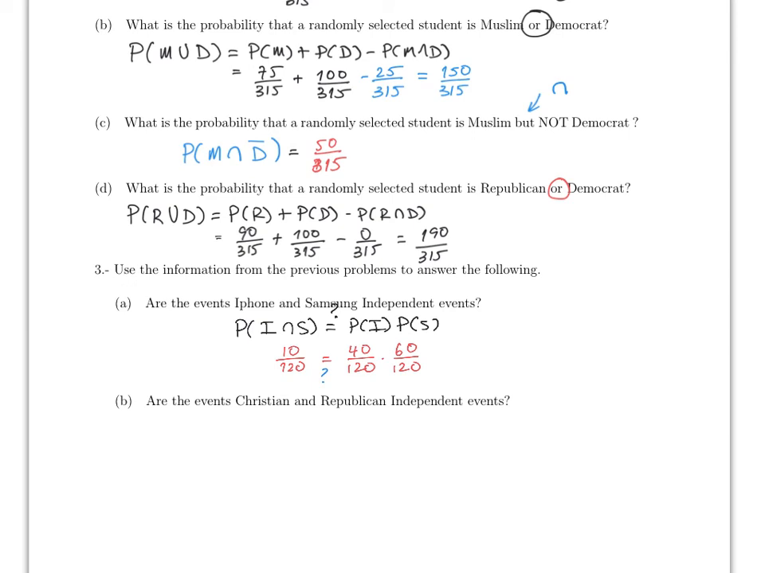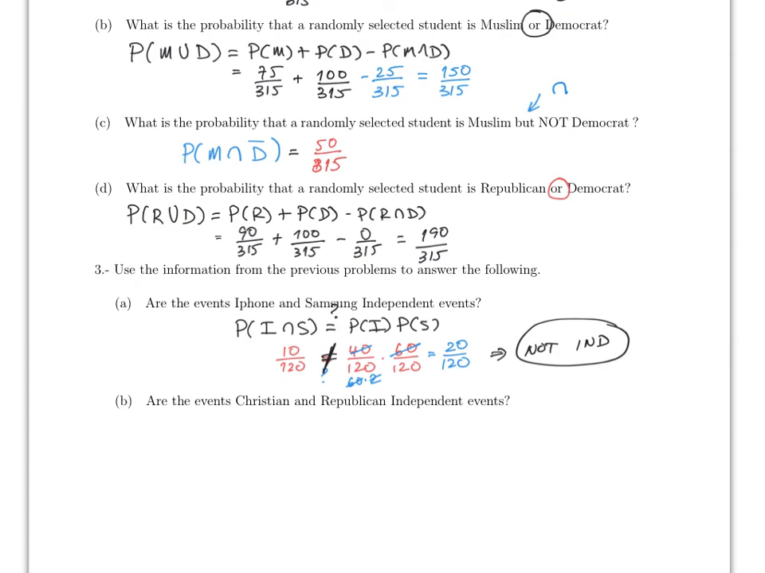Remember, 120 is the same thing as 60 times 2. So this will cancel down. And then 40 goes into 20 two times. So this is 20 over 120. Now, is 10 over 120 equal to 20 over 120? Yes or no? I mean, that's not a tricky question. Obviously it's not, right? So therefore, that means they are not independent. That's it. They have to be exactly the same to be independent.